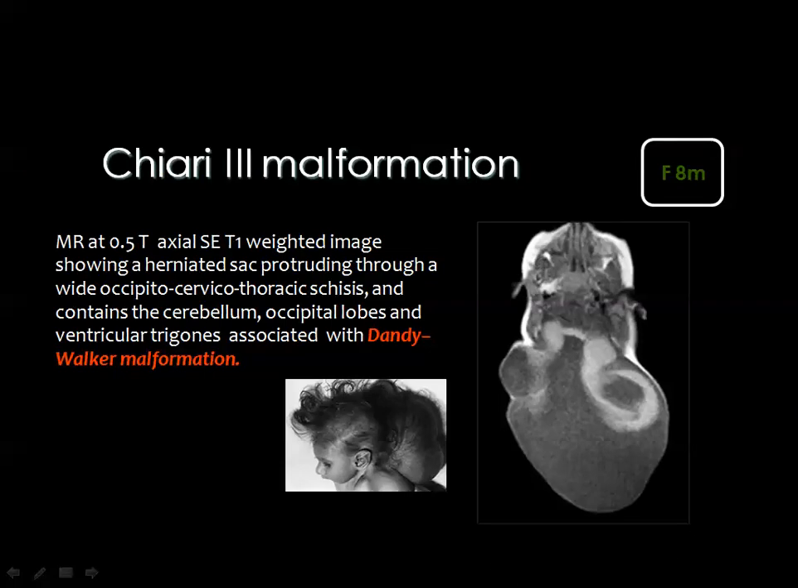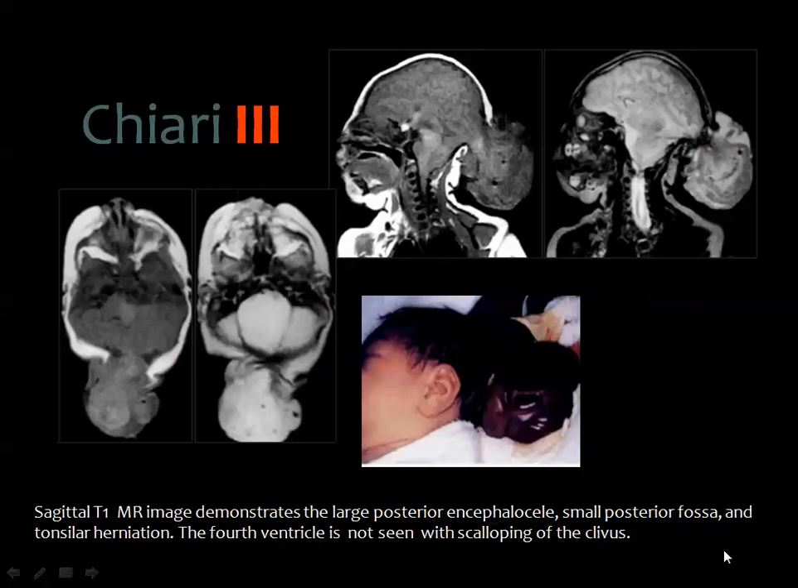And this is a case of Chiari-3 malformation. You see a very big encephalocele containing brain tissue and cystic CSF space, which is communicating with the fourth ventricle. And this may indicate the presence of Dandy-Walker malformation as well.